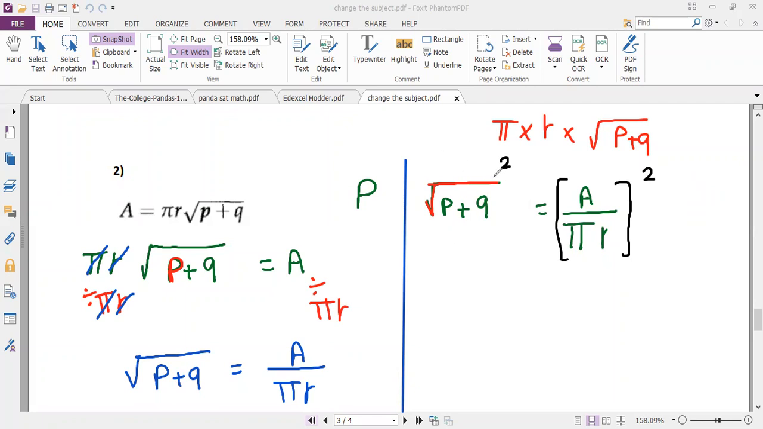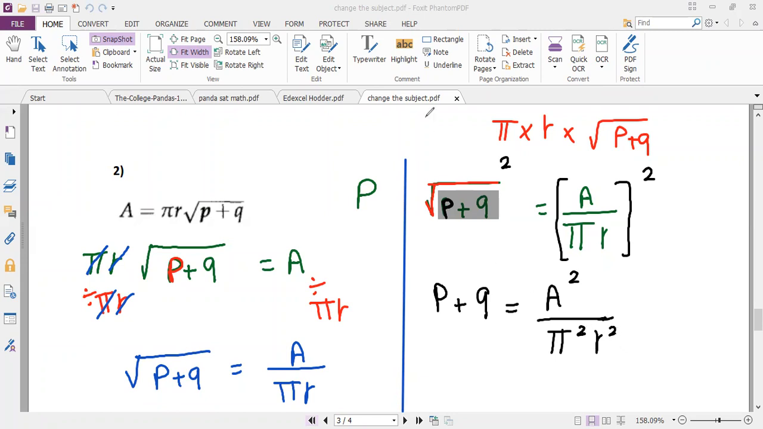And squaring a square root, I don't care what is written inside the square root. I don't care about p plus q. So squaring the square root of p plus q, you will get p plus q without a square root. And squaring all terms on this side, it will be A squared over pi squared r squared.